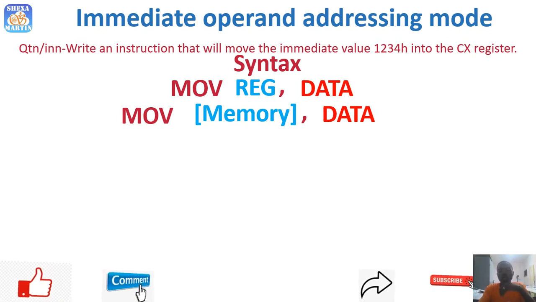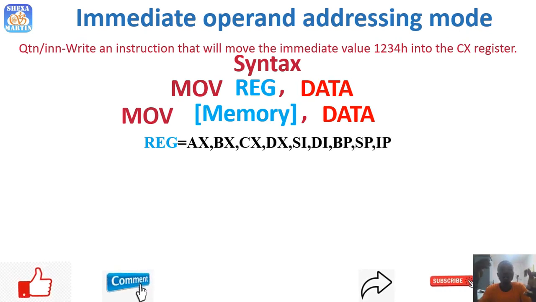When we say reg, in place of reg you can put these values: AX, BX, CX, DX, SI, DI, BP, SP. You cannot put segment registers there. If it was allowed for you to put segment registers, I would have said move segreg to represent segment registers. These registers are general purpose registers. In place of move, you can say add, multiply, or whatever you want to do. That's an opcode; you can change it as you choose.